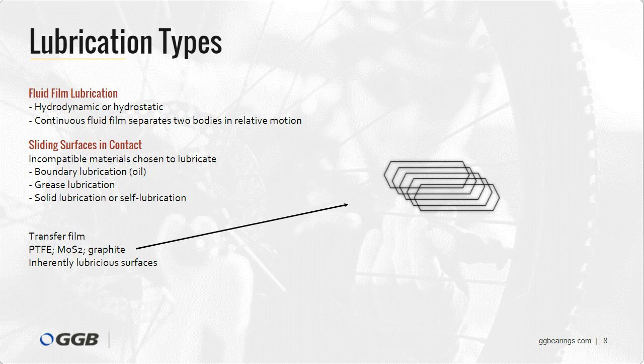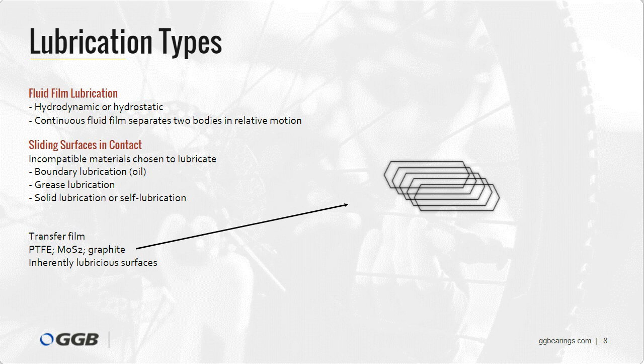The other type is when you have sliding surfaces in contact. So what you do when you have sliding surfaces that actually have contact with each other, you use incompatible materials as lubricant, either between the two sliding surfaces, or you inject a third body, which is an external lubricant, which is much more what this webinar is about.